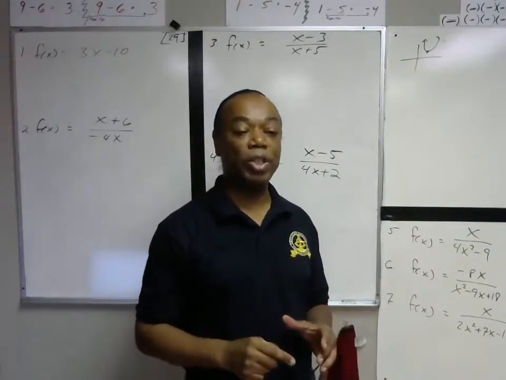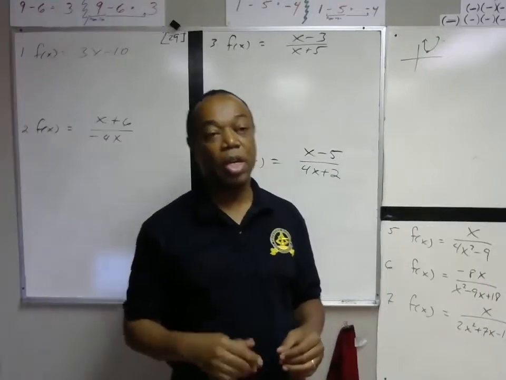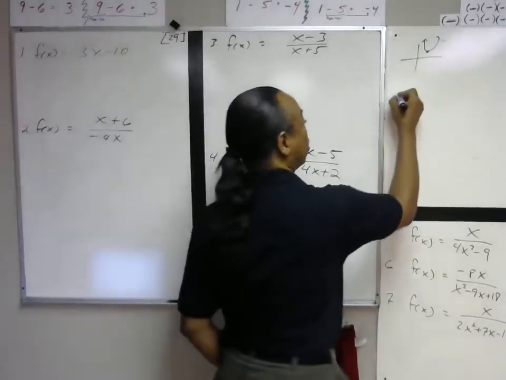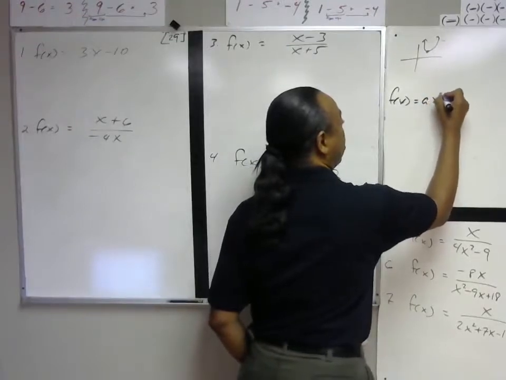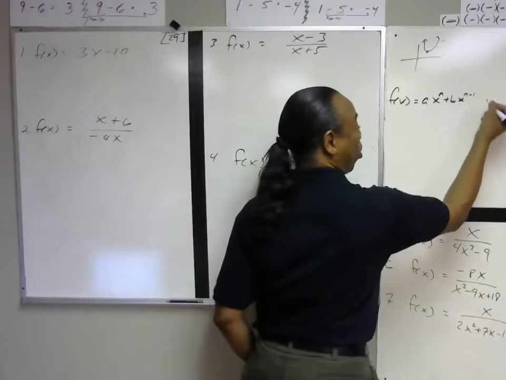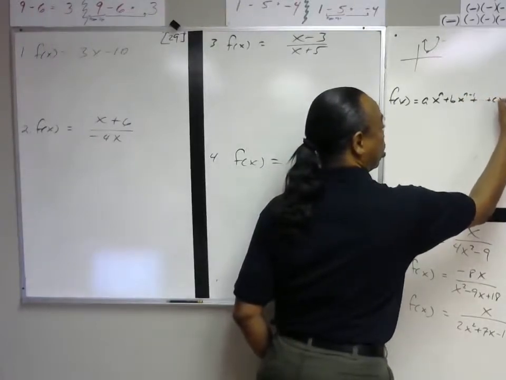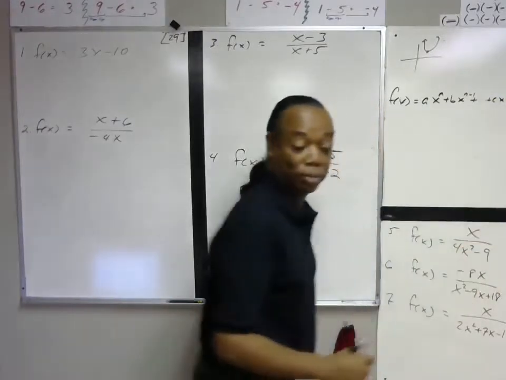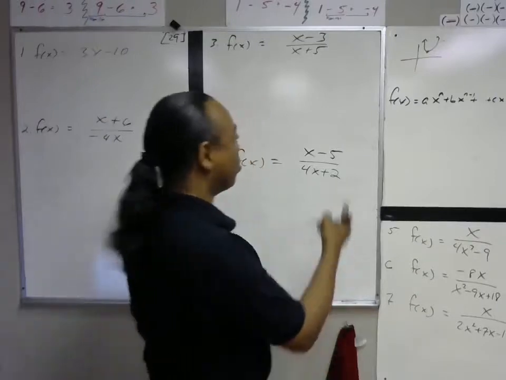The first type of equation I want to look at are equations that are polynomials. In general, polynomials have this look: a number in front of x to a power, plus a number times x to another, smaller power, all the way down to a constant. I guess that can't be seen off screen. Let me bring that over a little bit.